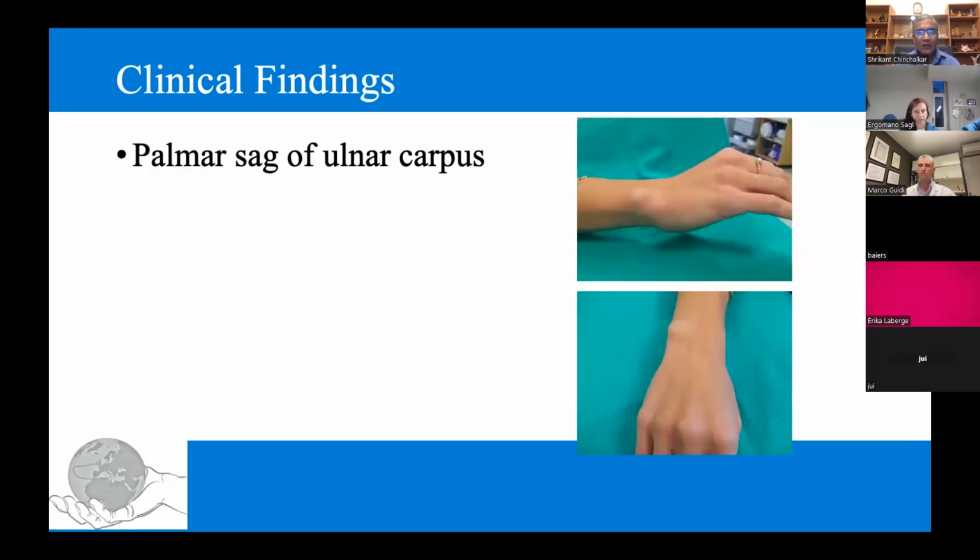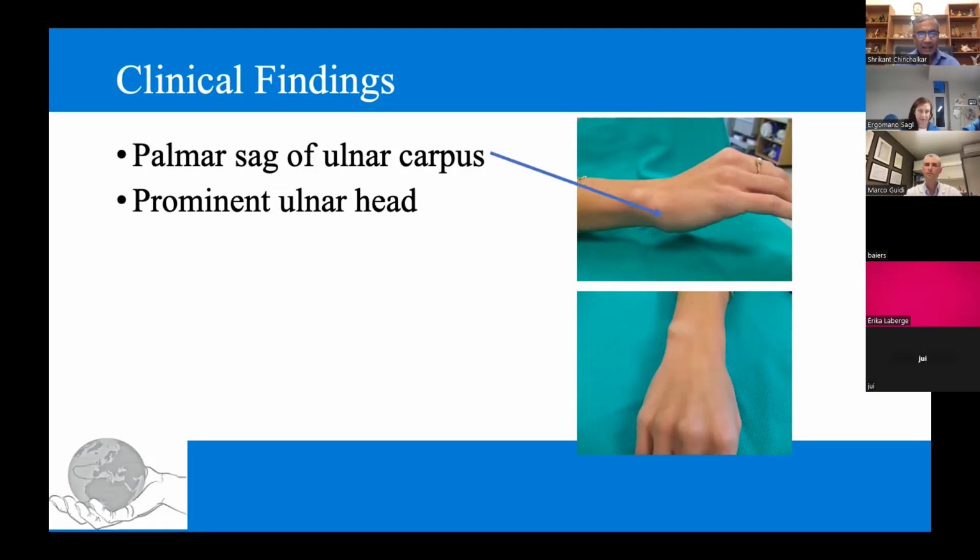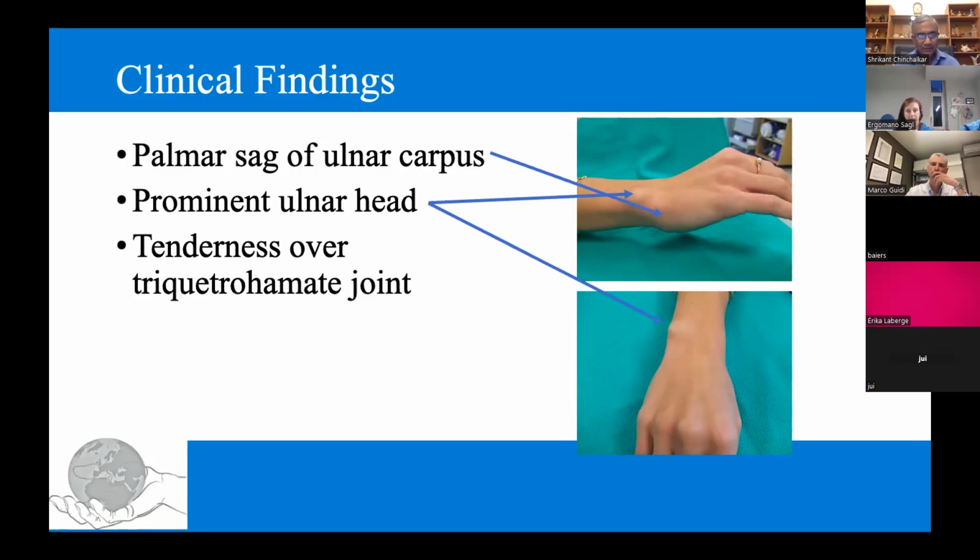Obviously, on visual examination it appears abnormal that there is a palmar sag of the ulnar carpus, and you can see that the ulnar styloid appears quite prominent, suggesting that there is probably DRUJ instability. Because of the abnormal orientation of the carpus in relation to the distal radioulnar joint, as I mentioned earlier, the dorsal radiocarpal ligament is often tense. Patients often have complaints of pain and tenderness at the triquetrohamate joint.